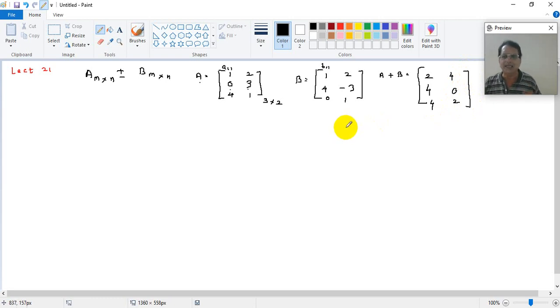What will be A minus B? So just subtract. I leave it to you. Corresponding elements we have to subtract. Now what I wanted to explain is what is scalar multiplication.